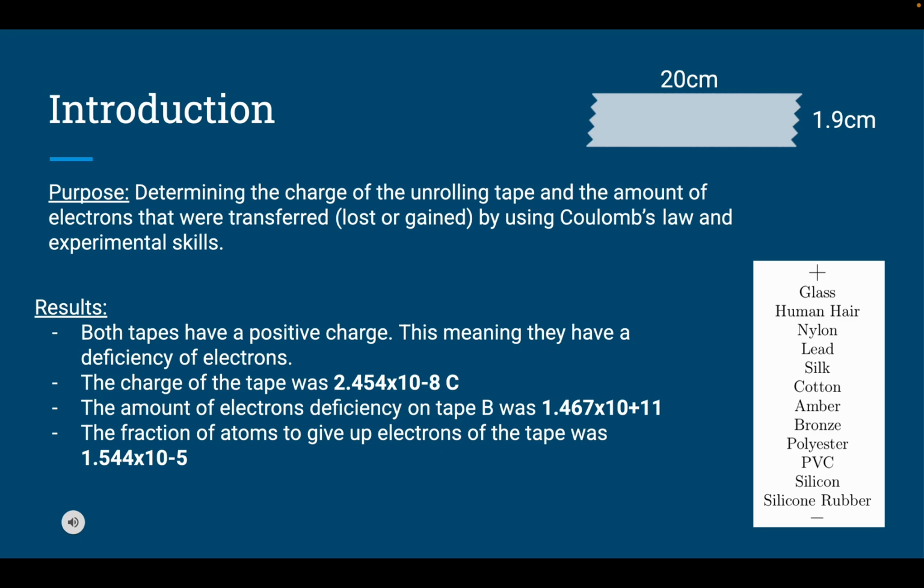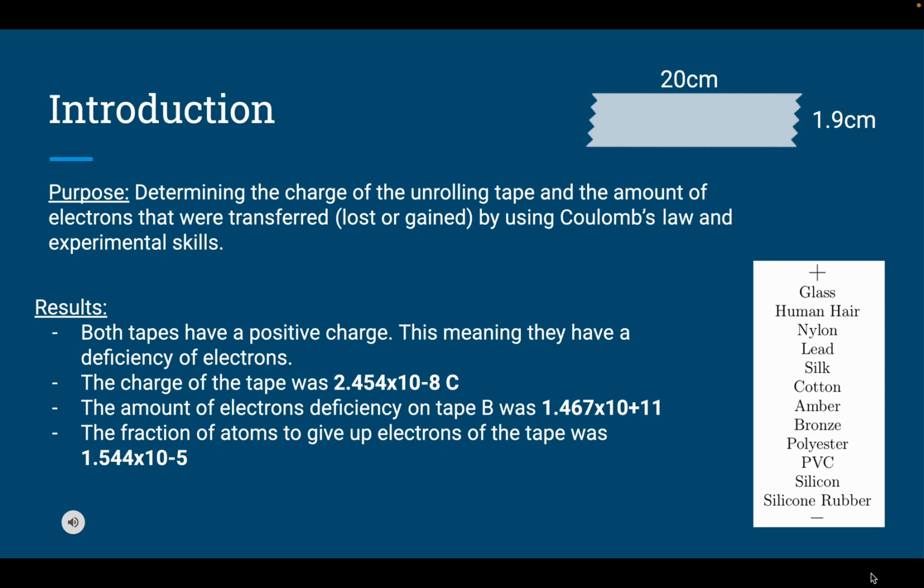After completing the methodology and calculation, we got our results. We determined that both of our tapes were positive because we charged a balloon by rubbing it with human hair. Due to the triboelectric series chart, we know that human hair is at the top of the chart, meaning that it's likely to lose electrons and become positive, whereas silicone rubber is at the bottom, which means that it becomes more negative by gaining electrons. And we know that most balloons are made of rubber.